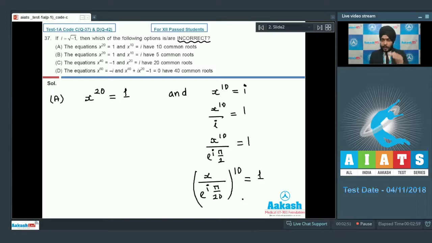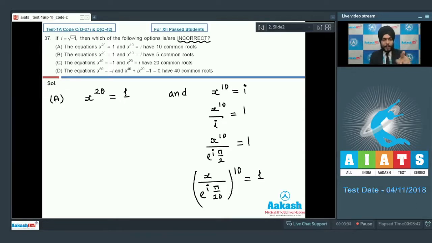The roots of this equation, something raised to the power 10 equal to 1, are distributed along the unit circle at 10 equal points starting from (1, 0). So if I have the roots of x upon e to the power iota pi by 20, they are distributed at 10 equal points. When I calculate the value of x, I will multiply e to the power iota pi by 20 with each root, and multiplying e to the power iota pi by 20 with each root means that I am rotating all the roots by 9 degree because pi by 20 is 9 degree.